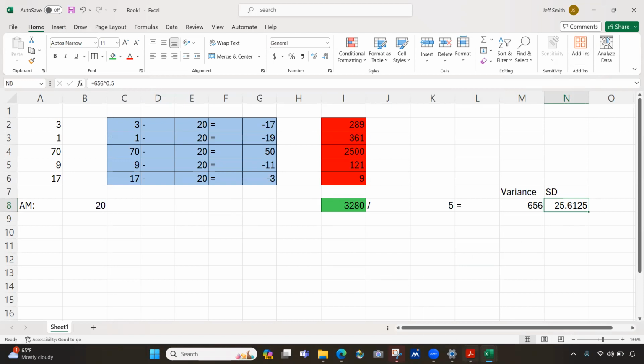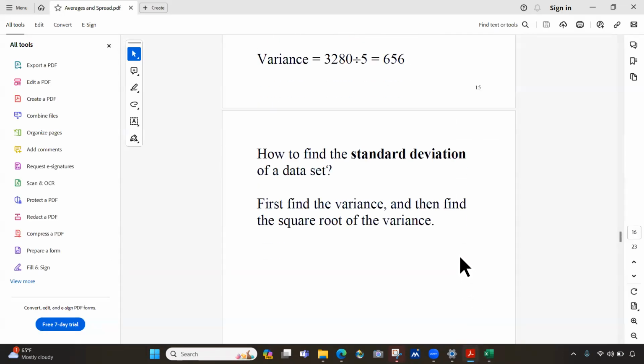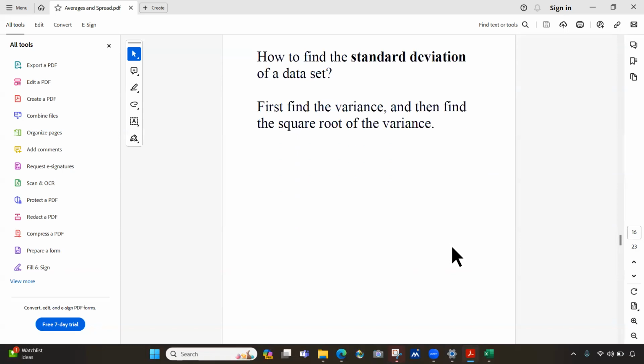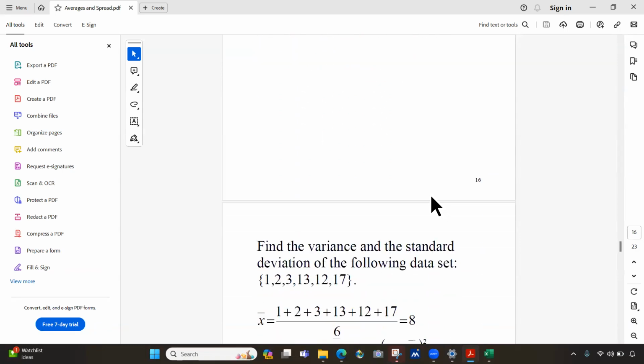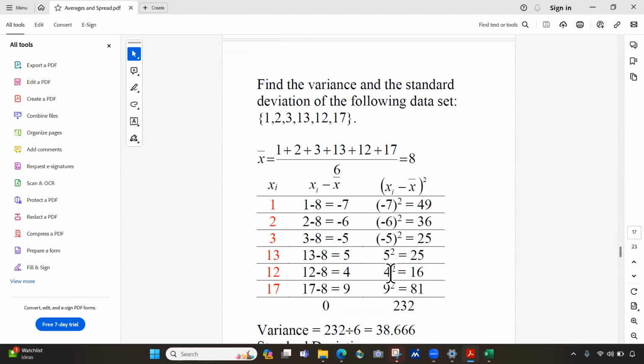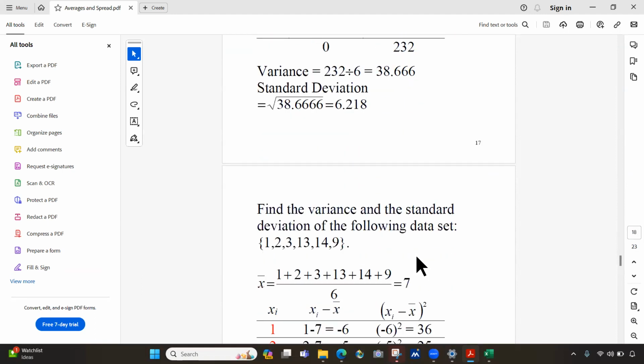Okay, guys, we have one more to discuss. I have multiple examples. Basically, it says find the variance and find the standard deviation. So I have another data set. You can practice this.